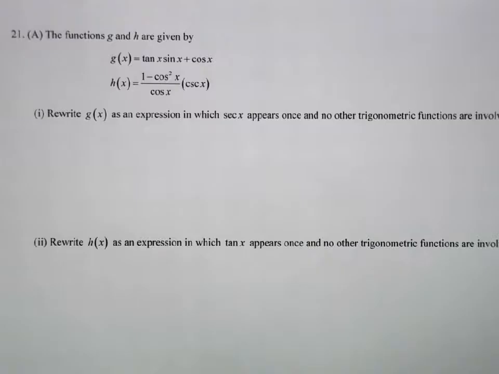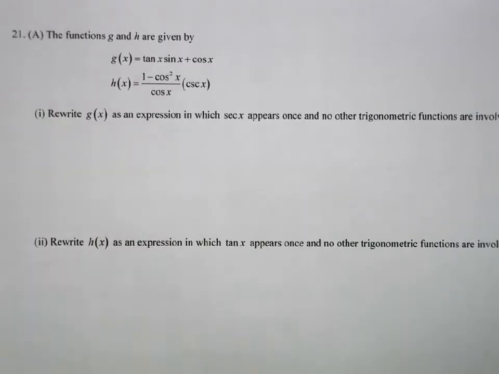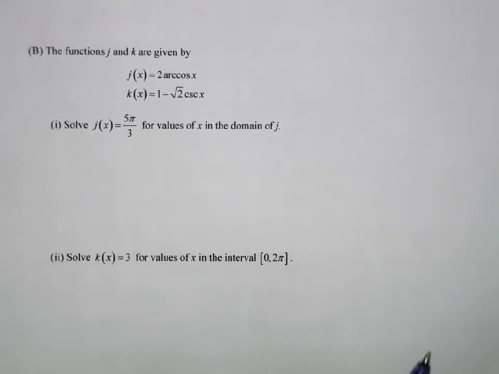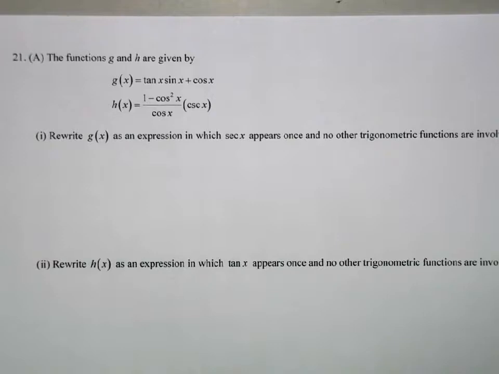In that, parts A and B are either going to be, A is either going to be a rewrite and B will be a solve, or that will be switched, and the first will be 2 solves, and the second will be 2 rewrites. I did this one as 2 rewrites followed by 2 solves. So we're going to rewrite as an expression where secant appears once and no other trig functions are involved. So that kind of gives us an idea of where we're headed.